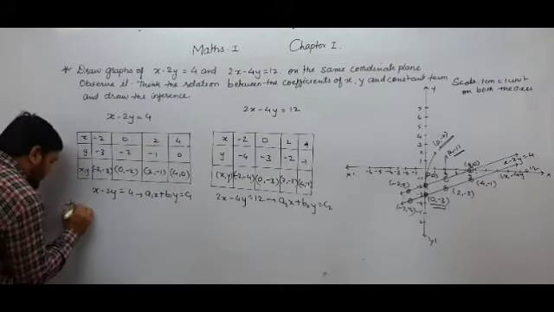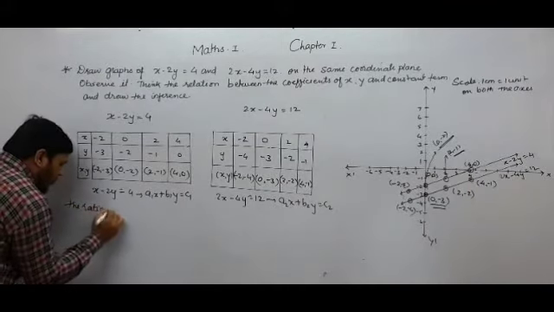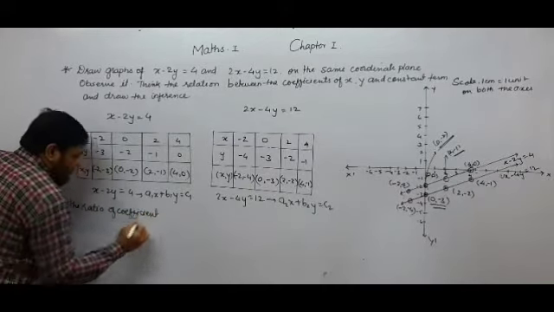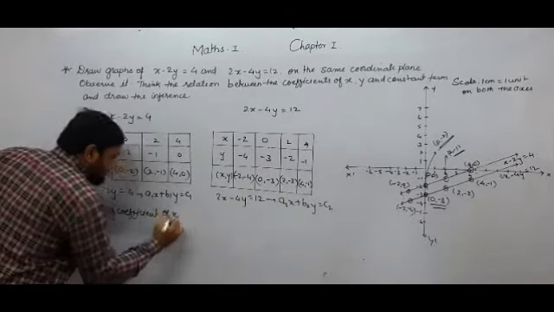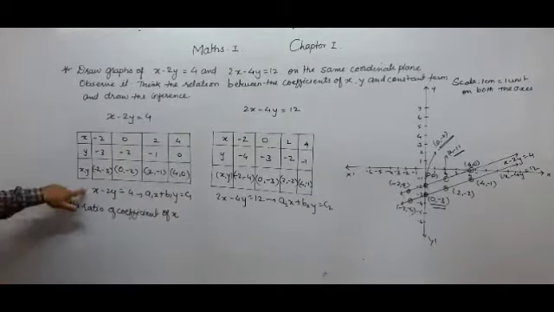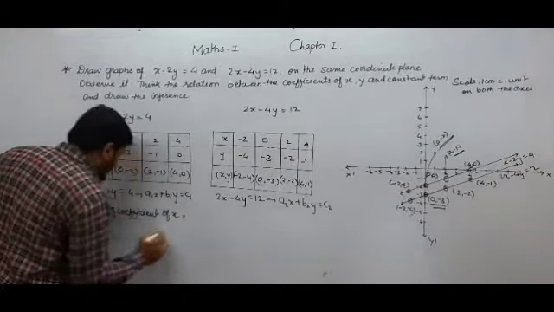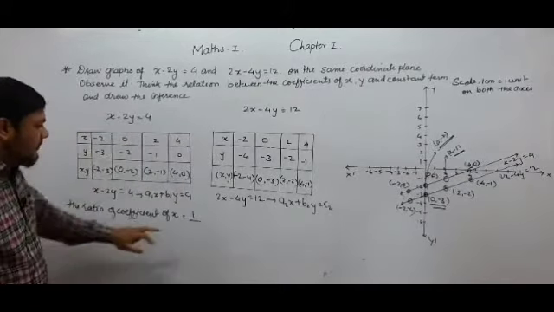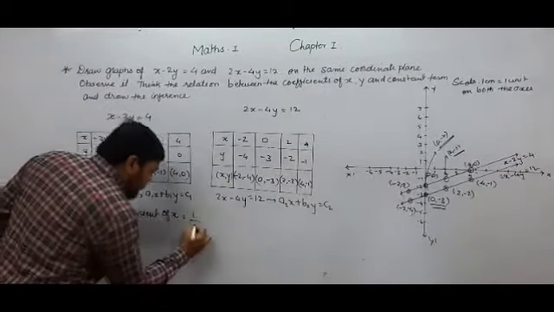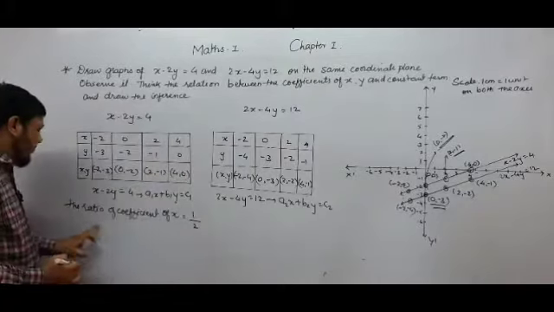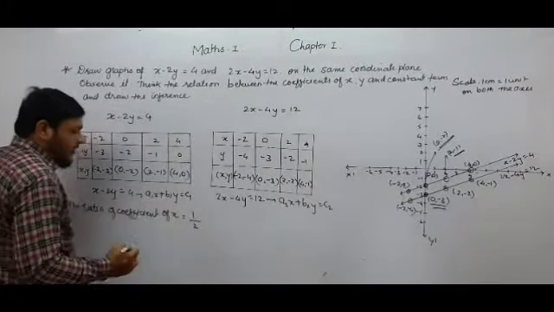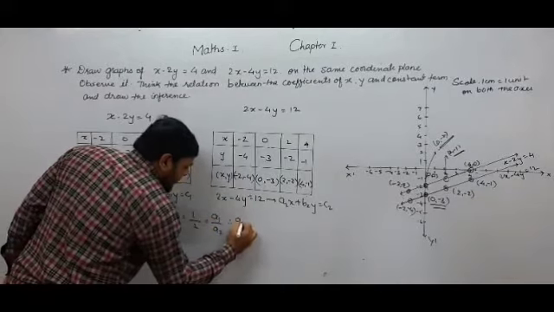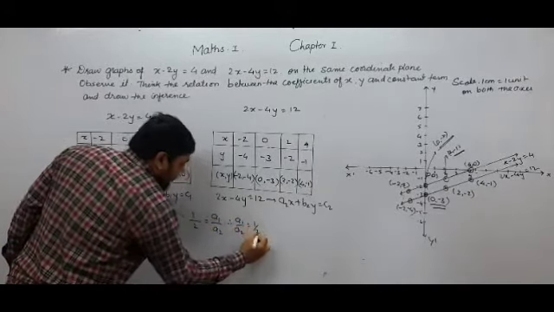So we'll take the ratio of coefficient of x. So the coefficient of x in the first equation is 1, and the coefficient of x in the second equation is 2. So the ratio of coefficient of x is equal to 1 upon 2. This can be represented as a1 upon a2. Hence a1 upon a2 is equal to 1 upon 2.